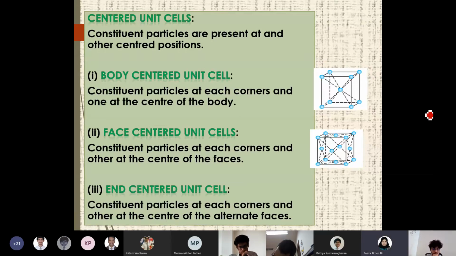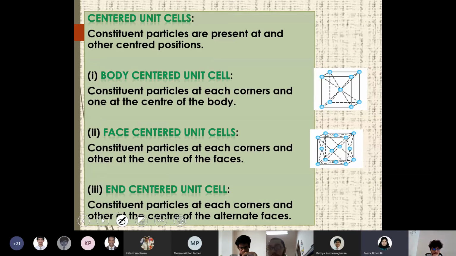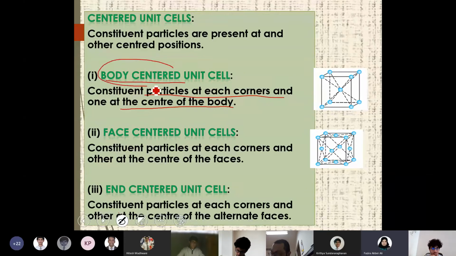Okay, as you can see here, body-centered, as the name indicates, means at the center of the cube. Body means the center of the cube. So here, as you can see in the diagram given on the right side of the description, the constituent particles at each corner are already there, that is the primitive, plus one particle at the center of the body. That is why it is called body-centered unit cell.